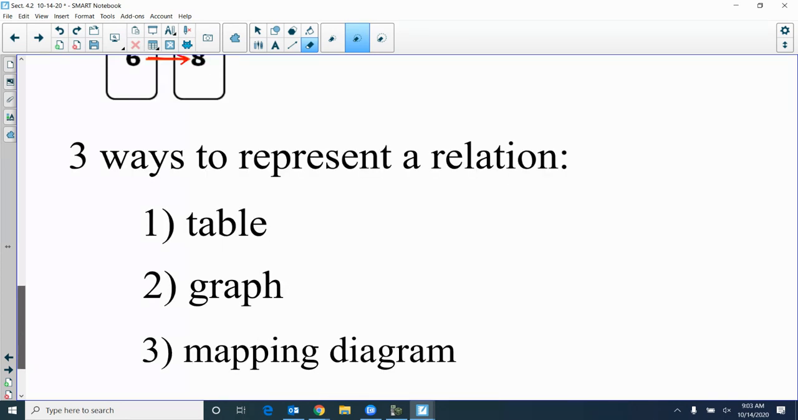3 ways to represent a relation: a table, a graph, a mapping diagram. Okay, so maybe we got that. Table, a graph, a map. The one you're least familiar with is the mapping diagram. We'll do a couple as we go through. All right, domain and range.